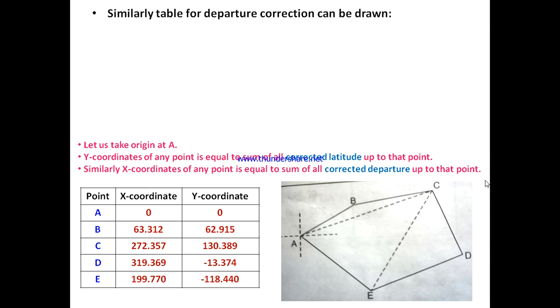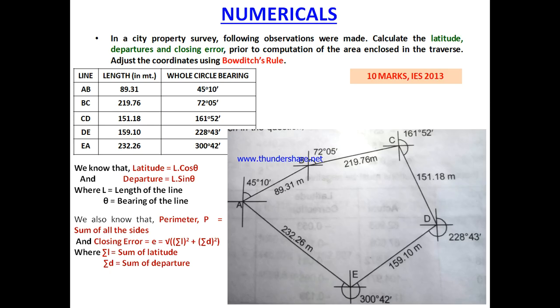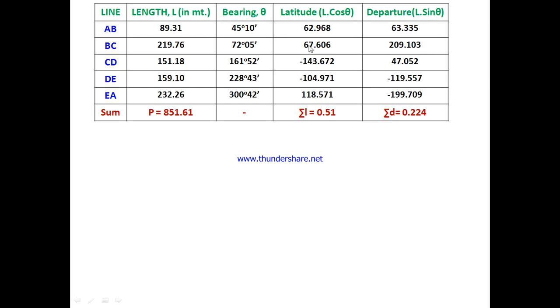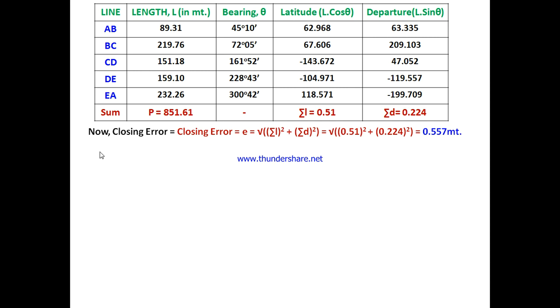So in this manner, what are the different tasks? First is to plot the traverse on the basis of whole circle bearing. Then you need to determine the value of latitude and departure with proper sign convention, in the proper quadrant where the whole circle bearing is lying, and then you determine the algebraic sum of latitude and algebraic sum of departure. After determining the closing error, we get the value as 0.557 meter, which means some error is there and we have to distribute this error in all the respective traverse lines.